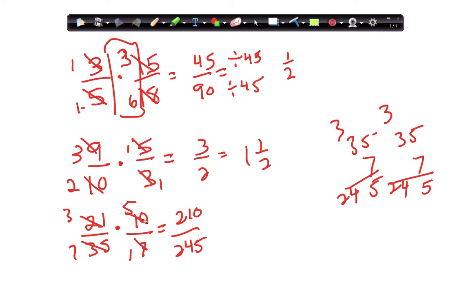5 goes into 10 2 times. So we did 35 divided by 5. So this is 35 divided by 5 gives us 7. 10 divided by 5 gives us 2. And so our answer would be 6/7. Okay, so that is one thing that we did.